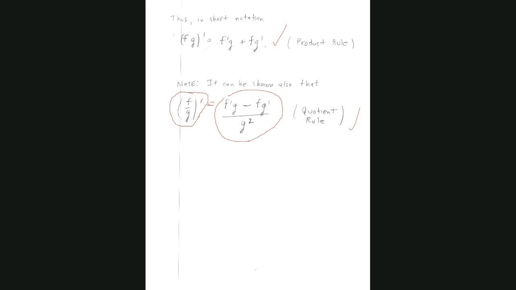Now we can take the derivative of a sum. This is g squared on the bottom, Ian. This is g squared on the bottom of the quotient rule. Yep, that's right.